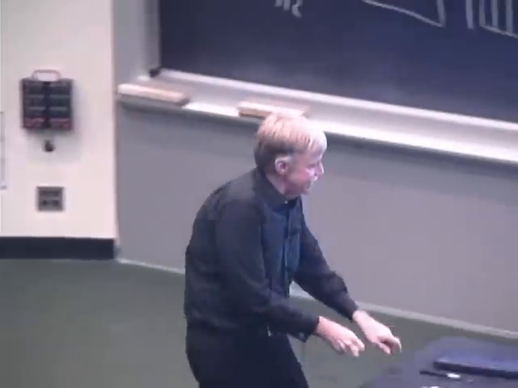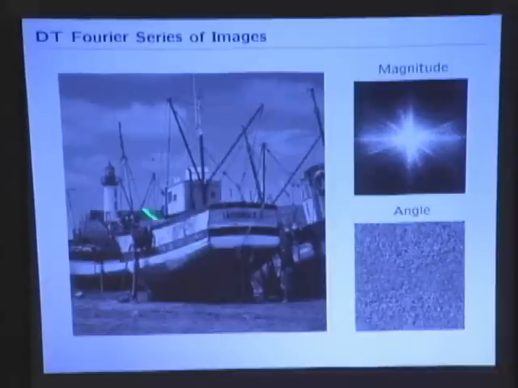And what you see on the right then, so here's my original picture, 512 by 512. Here's the picture of the magnitude and the angle. You can clearly see the boat. And it's much clearer here. So the phase looks kind of random.